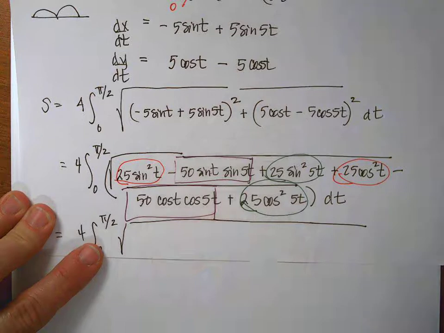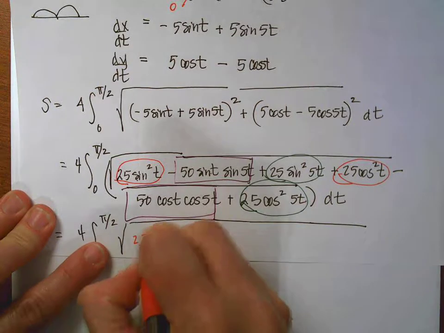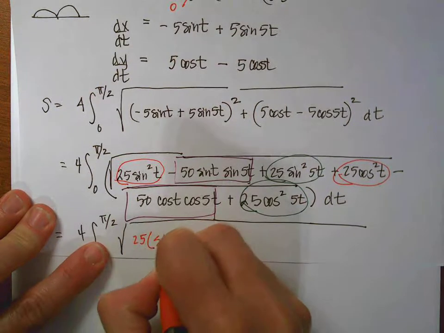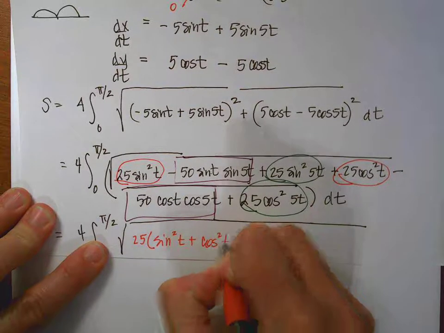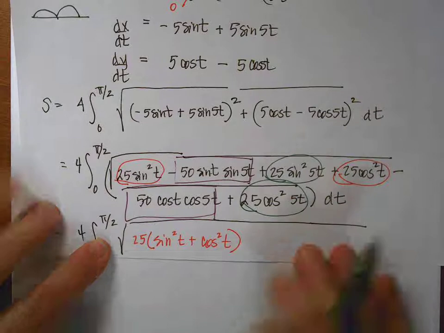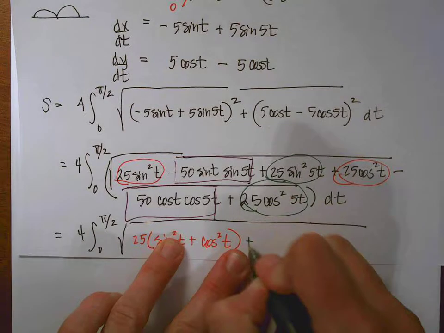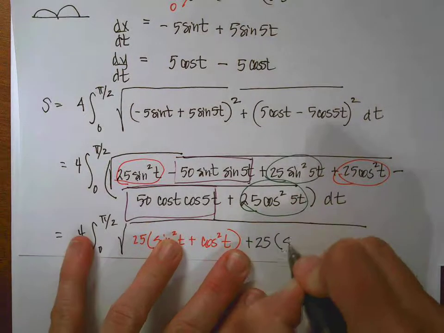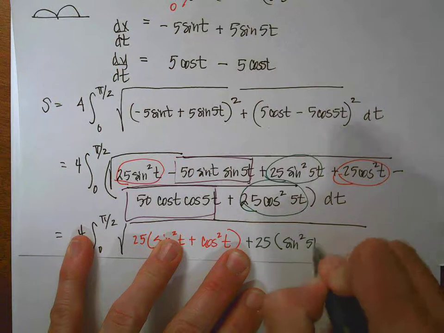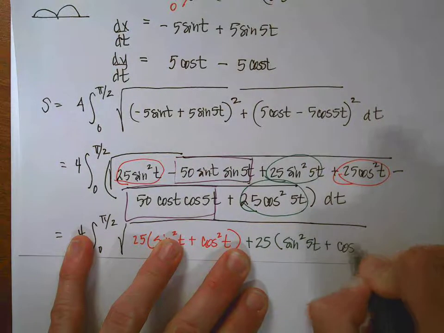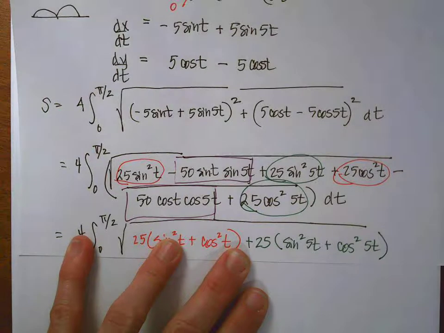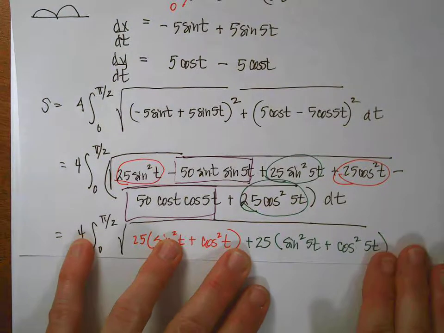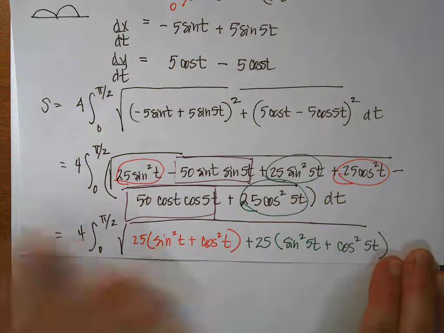All right, so from 0 to pi over 2, here's my square root. So I have in the red, maybe I'll do it like this. I'm going to factor out a 25, and I have sine squared t plus cosine squared t. Okay, and then I'm going to do plus 25 times sine squared 5t plus cosine squared 5t.